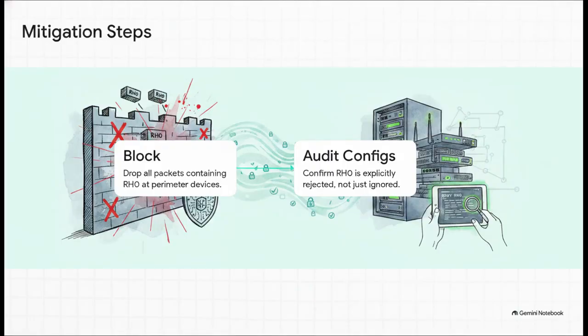So how do we actually stop this? As engineers, we've got to be proactive here. Step 1, block it at the perimeter. Just drop all packets containing RH0 at your borders. Period. There is literally zero legitimate modern use case for this protocol anymore. None. Step 2, audit your configs. Go review your router and firewall configurations right now and make sure RH0 is explicitly rejected. Do not just assume your device ignores it by default. You need hard, explicit deny rules here.